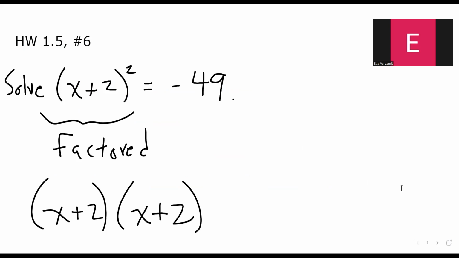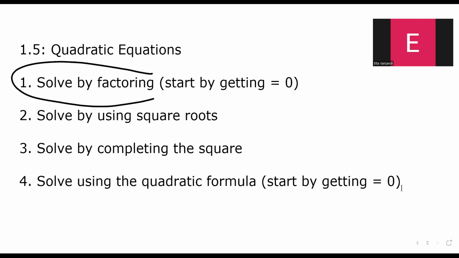The left side is already factored, which might make you think we want to use this approach since it's solving by factoring. Problem is we have to get it equal to 0 if we're going to use that approach. So if you wanted to get this equal to 0, it wouldn't necessarily be wrong. I don't know if it'd be the best move, and here's why.